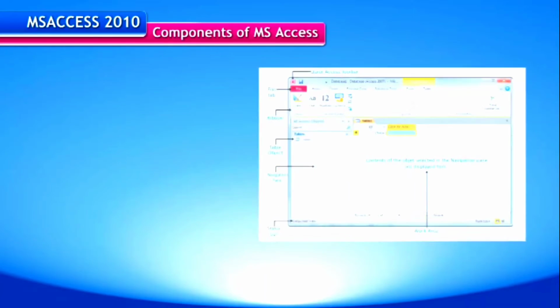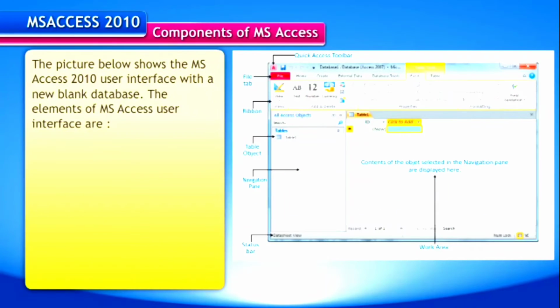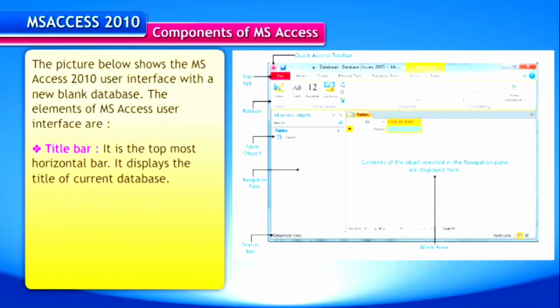Components of MS Access. The picture below shows the MS Access 2010 user interface with a new blank database. The elements of the MS Access user interface are: Title bar. It is the topmost horizontal bar. It displays the title of the current database.